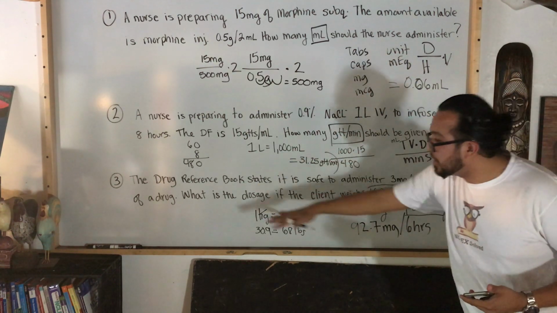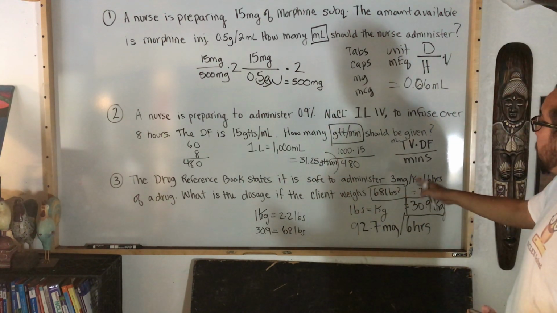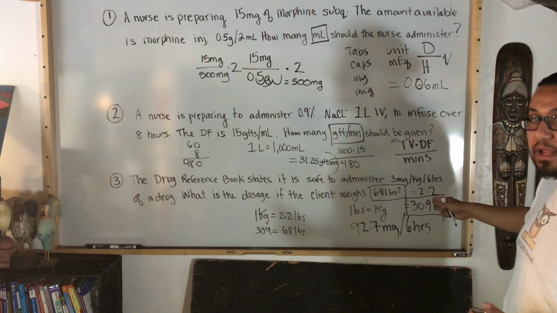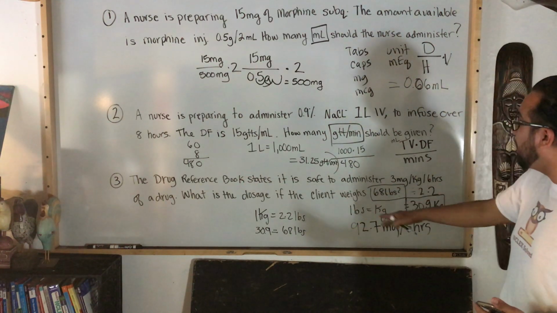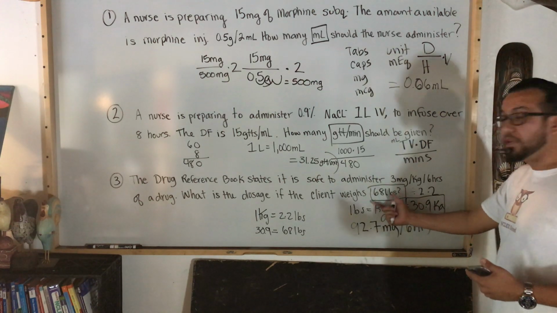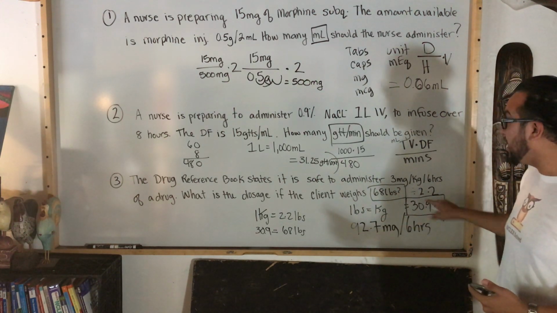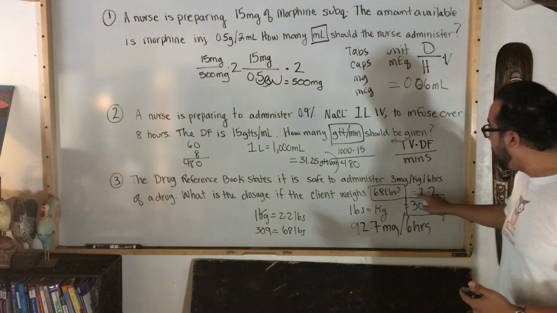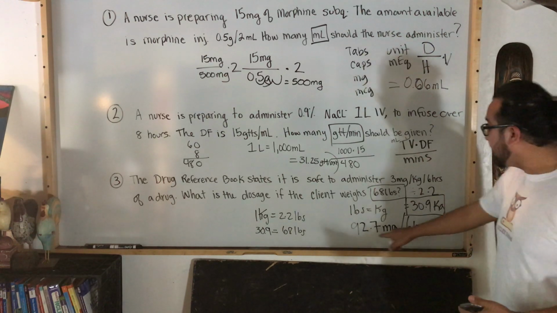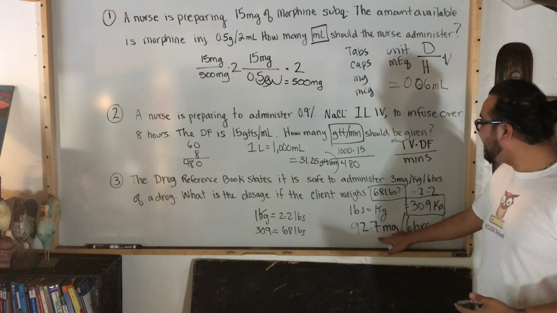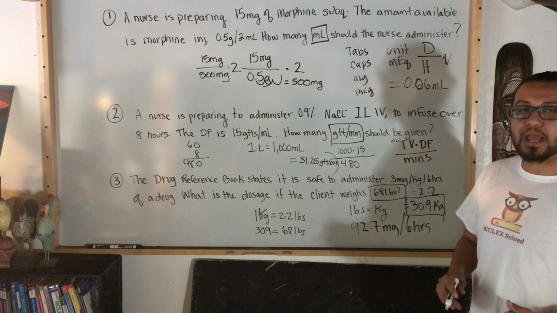So in computing this problem, I'm going to read it again. The drug reference book states it's safe to administer 3 milligrams for every kilogram every 6 hours of a drug. What is a dosage if the client weighs 68 pounds? Well, we did the conversion. You divide by 2.2, it gives you 30.9 kilograms. That equals 68 pounds. And then you multiply the kilograms by the milligrams that it's safe to give by. And it gives us 92.7 milligrams every 6 hours. And that's how you compute these dosage calculations, guys.